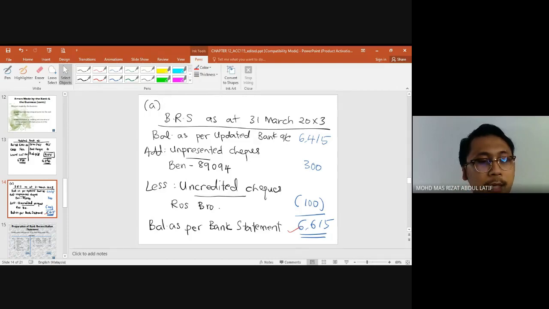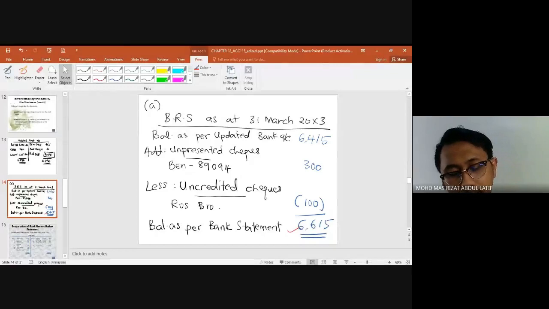Tapi mana yang dia terlebih kredit, maksudnya kita kena tambah. Okey, contohnya macam mana? Kalau kita tengok dekat dalam bank statement, example 12.1, contohnya cash deposit tu sepatutnya 6,000, tetapi bank statement terbuat 6,500. Terlebih. Terlebih berapa? Terlebih 500. Jadi apa dia kena buat?